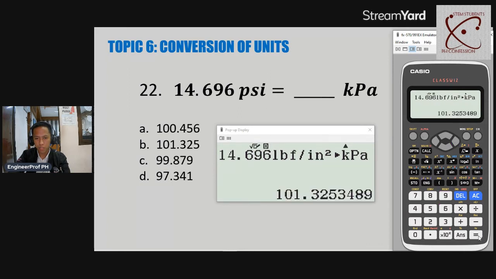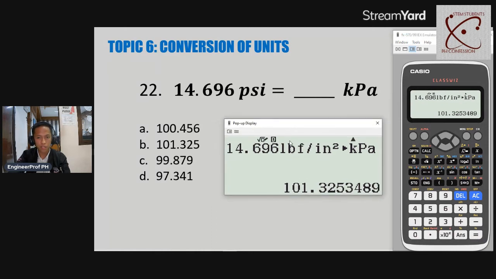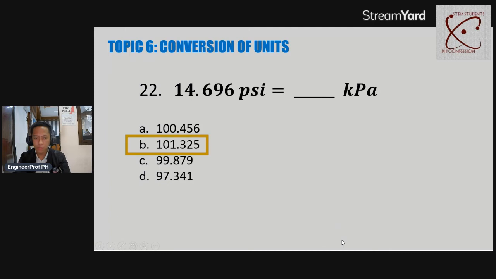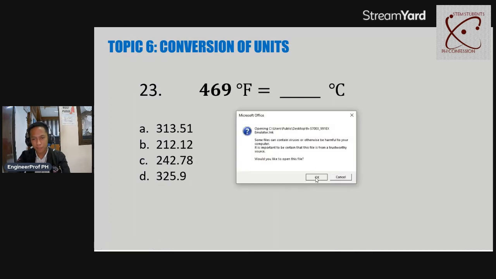And just press equals, it will give you the value of 101.325 kilopascal. So basically, this is the standard atmospheric pressure at sea level. So you have here 101.325 kilopascals for this problem. So problem number 23. Okay?